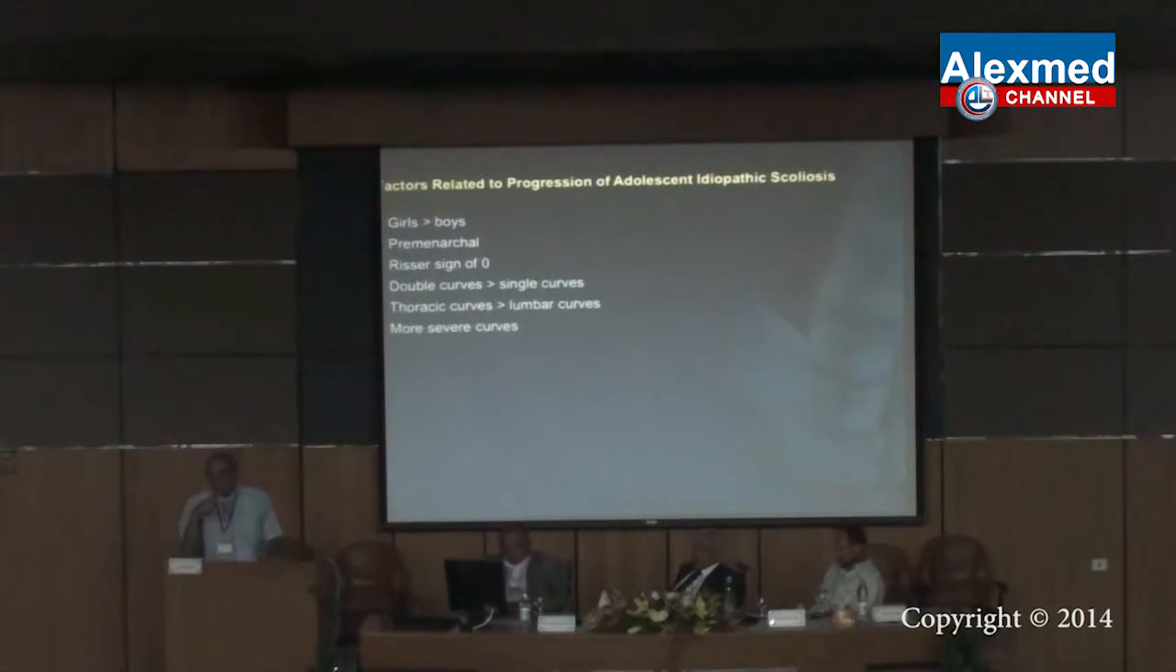There are some factors that lead us to suggest that a curve is going to be progressive, and we have to manage it as early as possible. When we face a female patient, a girl, there is a high risk that the curve will progress at the premenarchal stage. If the bones are immature with Risser sign 0, double curves are more liable to be progressive. Thoracic curves have a higher risk of progression than lumbar curves, and when we discover a patient with severe curves, we have to manage as early as possible, not wait with braces or physiotherapy. He won't get any benefit from these maneuvers.